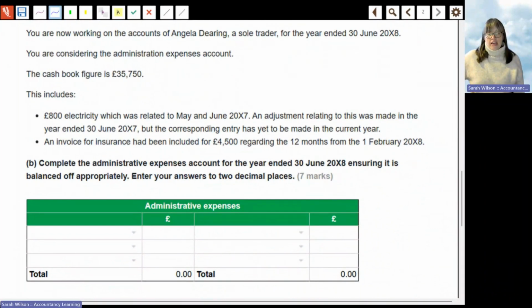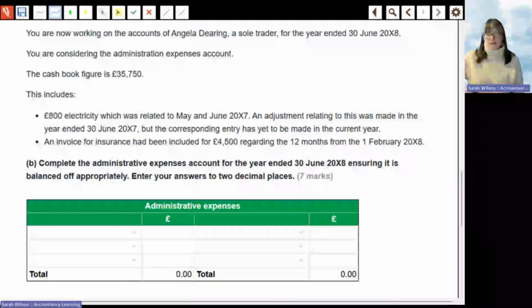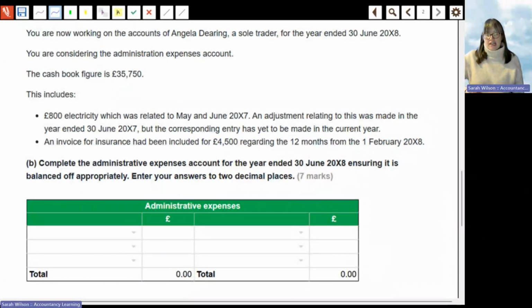You are now working on the accounts of Angela Deering, a sole trader, for the year ended the 30th of June 20x8. You are considering the administration expenses account. The cash book figure is £35,750. This includes £800 electricity, which was related to May and June 20x7. An adjustment relating to this was made in the year ending the 30th of June 20x7, but the corresponding entry has yet to be made in the current year.